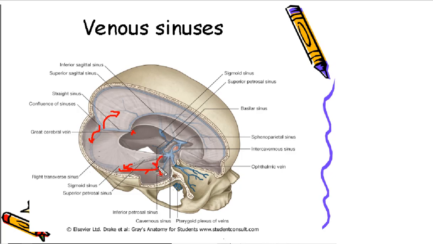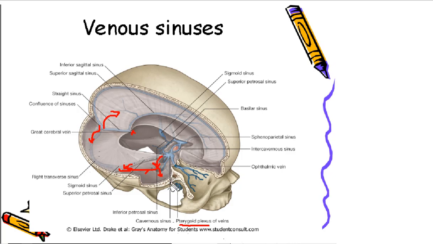Now this cavernous sinus, as you can see, communicates with the cavernous sinus on the other side, and apart from that superficial middle cerebral vein, it also has connections with the ophthalmic vein, and in the face area there's a venous plexus called the pterygoid plexus of veins. So you can see that it has connections with the pterygoid venous plexus.